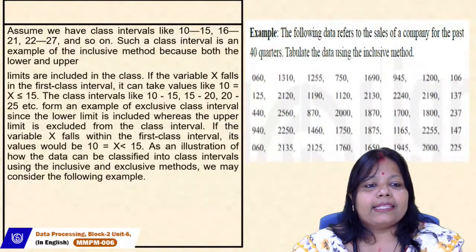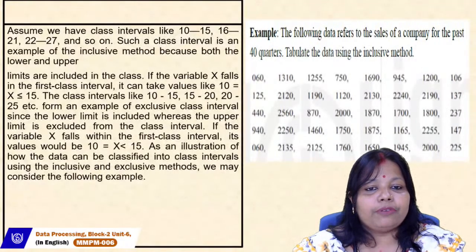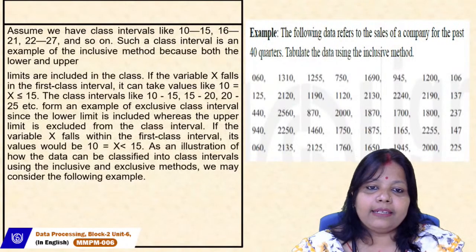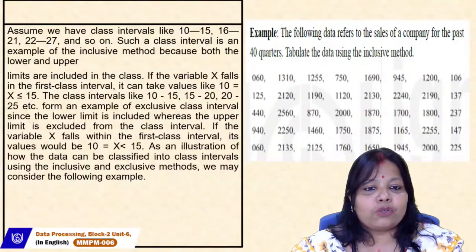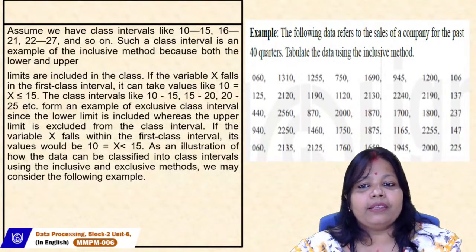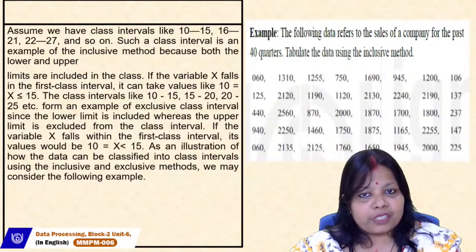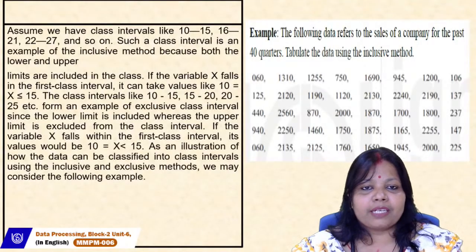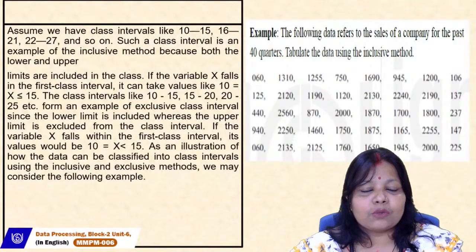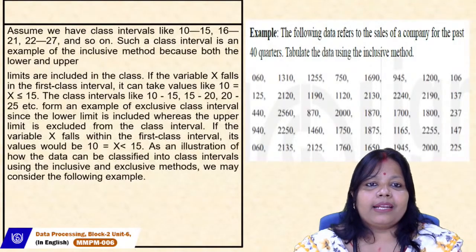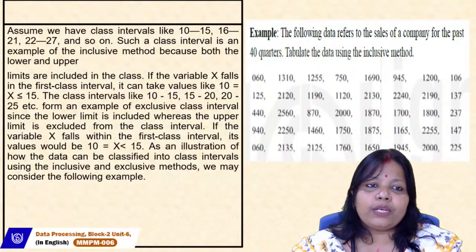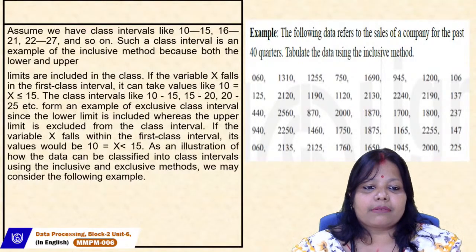But if I say the second interval like 10 to 15, 15 to 20, then in the first interval 15 is there, and in the second interval the lower limit 15 is also there. So it means 15 is not included in the first class interval, but it is included in the second class interval. So it is called exclusive class interval. The definition is: where the upper limit of a class is excluded from the same class, this class is known as exclusive class interval, whereas where the upper limit is included in the class, it is known as the inclusive class interval.